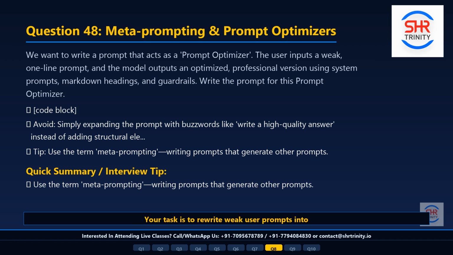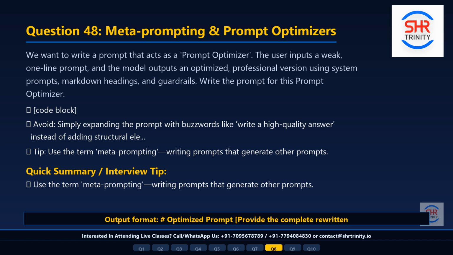Optimization checklist: add a clear persona/role. Separate instructions, context, and input data using markdown headings. Define clear formatting rules, e.g. JSON or Markdown. Add explicit negative constraints and safety guardrails. Use variable placeholders like {variable_name}. Output format: # Optimized Prompt, provide the complete rewritten prompt block here. User prompt to optimize: {weak_prompt}.